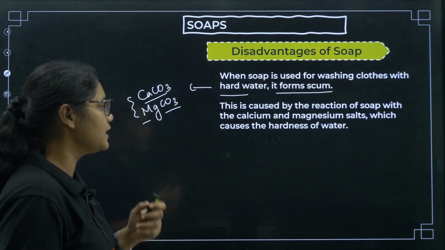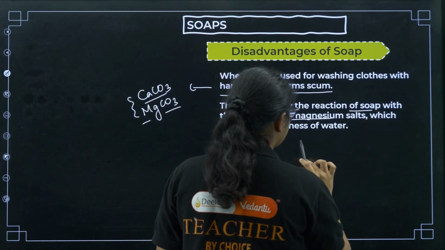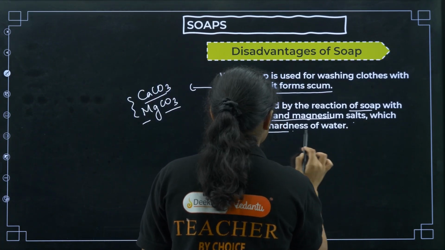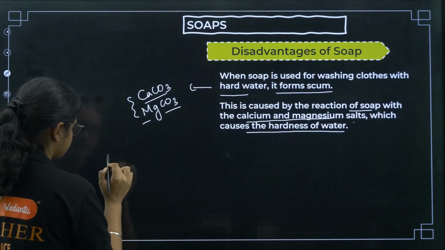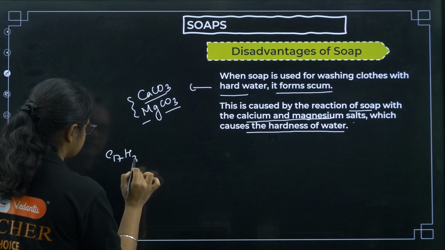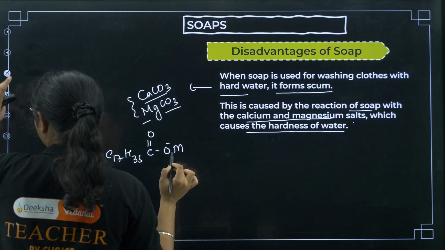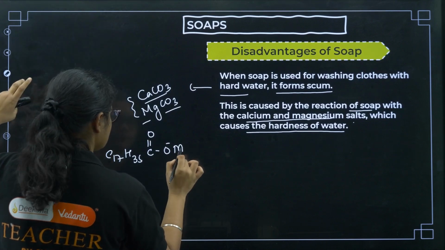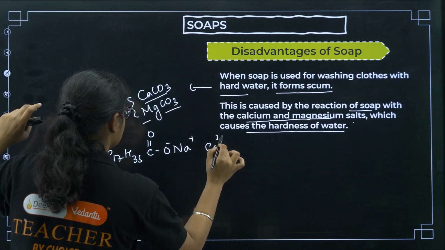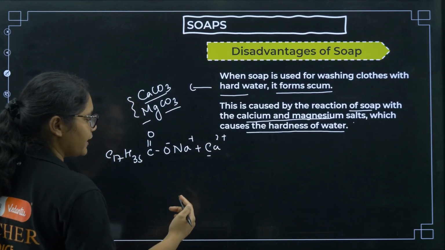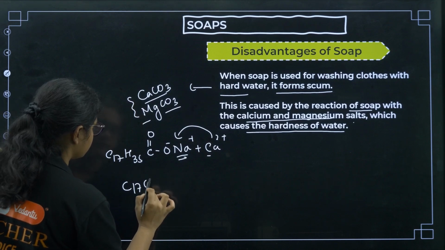Now what is the reason for that? This is caused by the reaction of soap with the calcium and magnesium salts, which cause the hardness of water. Now if you remember, we have the soap structure like this, right? C17H35COO minus and Na plus. Now when you have any calcium 2 plus ions present in the water, this calcium 2 plus will replace the sodium and you get it like this.